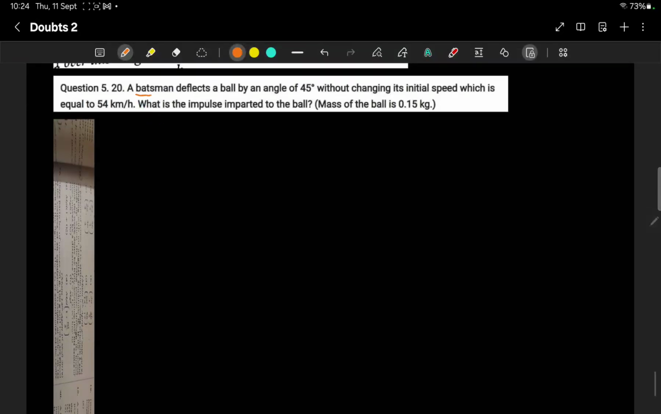So in this question, a batsman is deflecting a ball by an angle of 45 degree without changing its initial speed, which is 54 kilometer per hour. But here, let me consider this is the bat. Okay, this is the bat, and here a ball is coming.